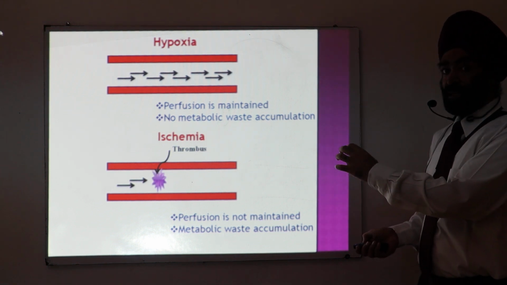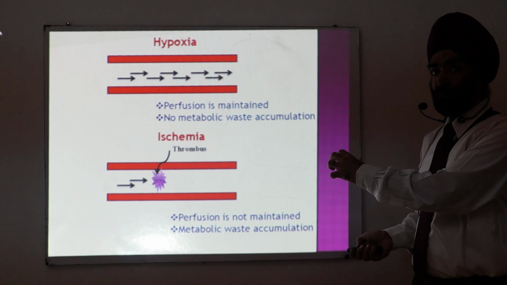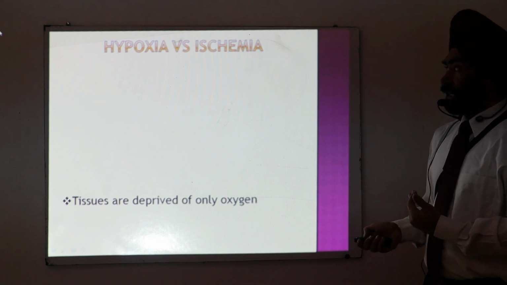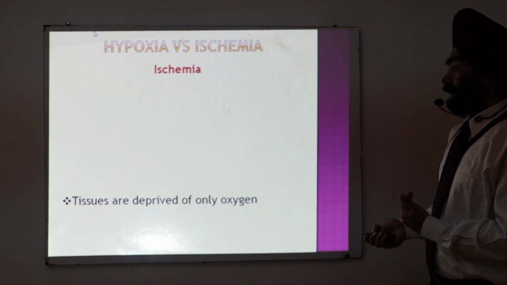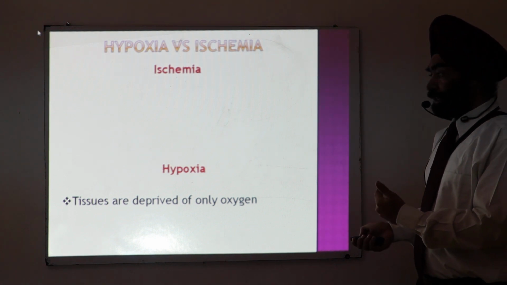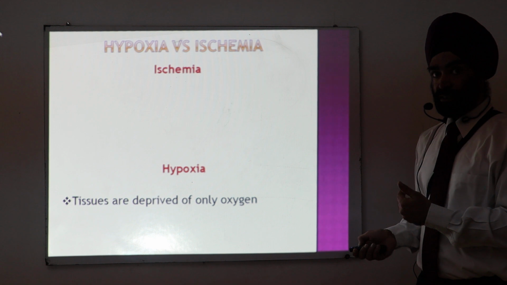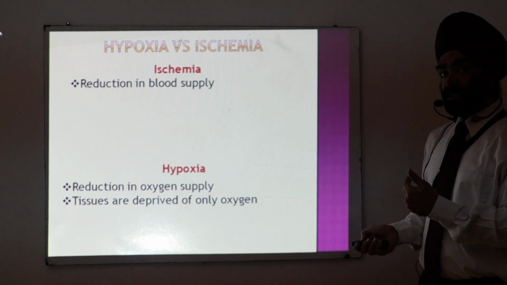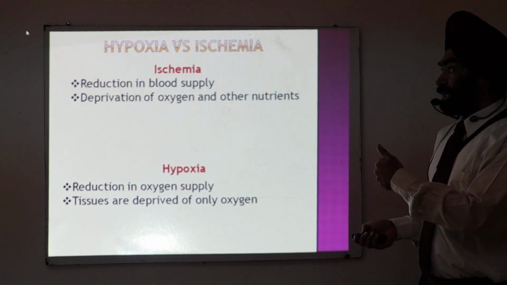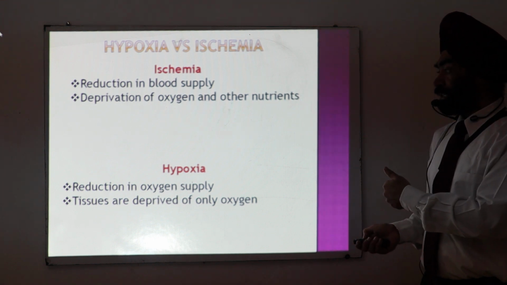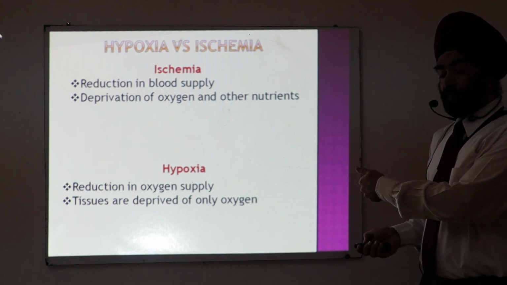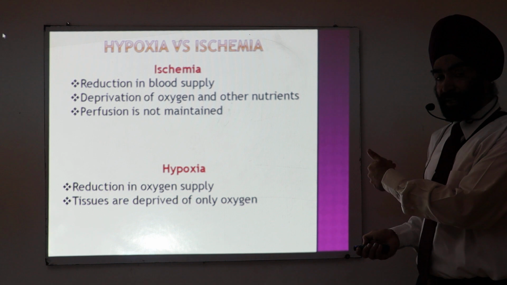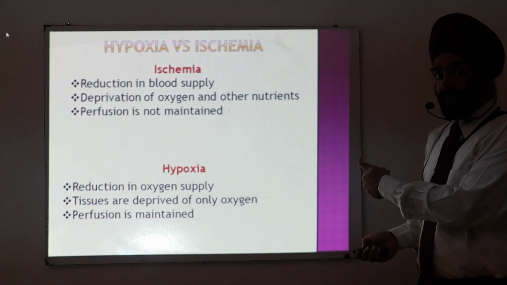So again, a very important difference is that metabolic waste is accumulated during ischemia, but it is not accumulated in hypoxia. Now, more terms about hypoxia and ischemia. When I talk about hypoxia, I am saying tissues are deprived of only oxygen. But in ischemia, there is a reduction in the blood supply because blood supply is not there. So there is a deprivation of oxygen and other nutrients. But in hypoxia, there is a reduction in the oxygen supply, and only oxygen is not there. As I told in the previous slide, perfusion is not maintained in ischemia, but perfusion is maintained in hypoxia.